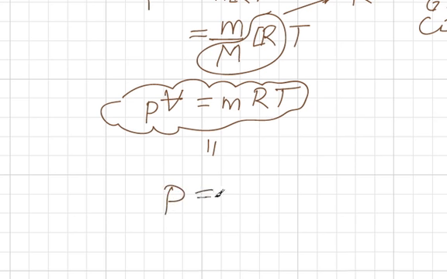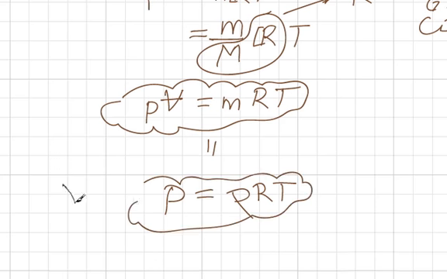P is equal to rho RT. So this is the third useful form of the ideal gas law. This is the second, and we have the first one written up above. The key idea is that we have three possible ways to write it. They're all equivalent. We can start with one of the equations and derive the other two.